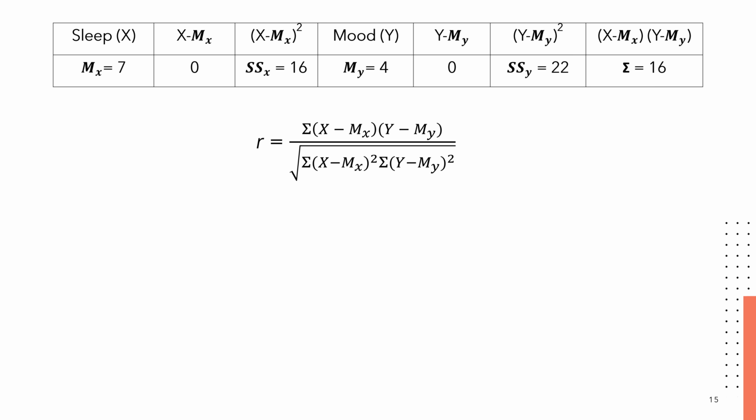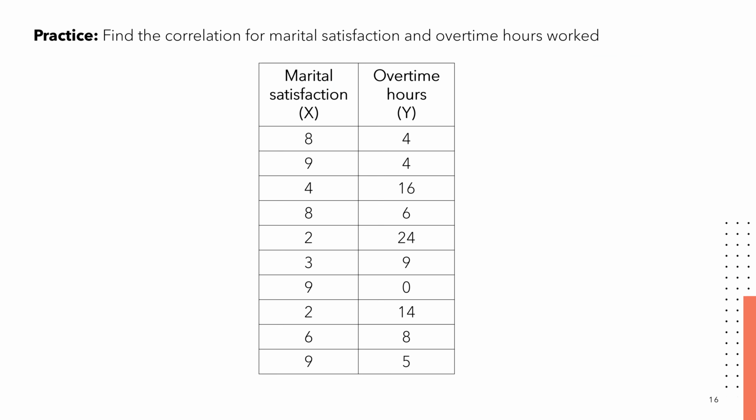Remember, we need the cross products and the sum of squares for each variable. This gives us 16 divided by the square root of 16 times 22, which is 0.853. Here is another example for you to try on your own. Find the correlation for marital satisfaction and overtime hours worked. Pause to solve. The answer will be shown in 5 seconds.